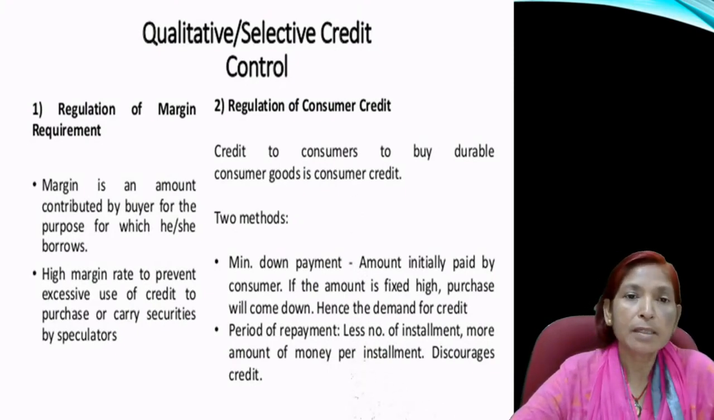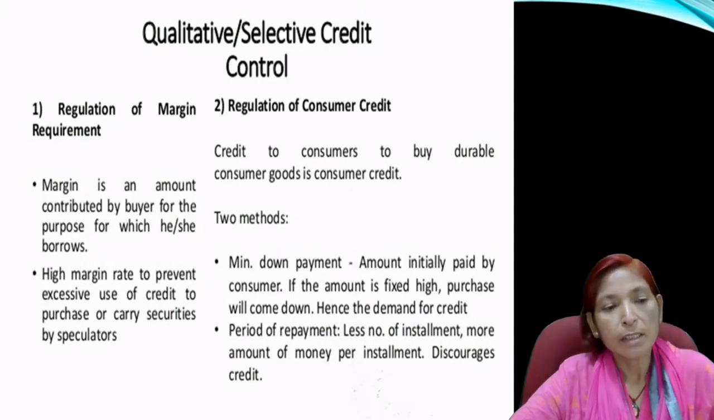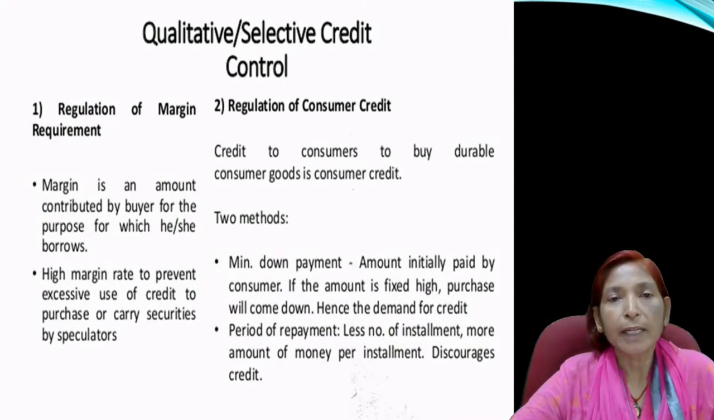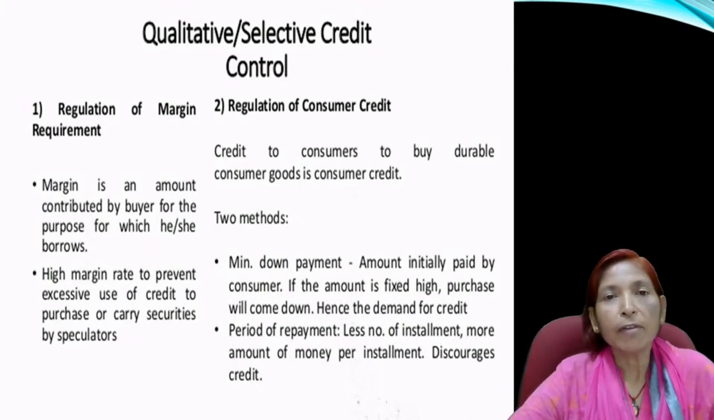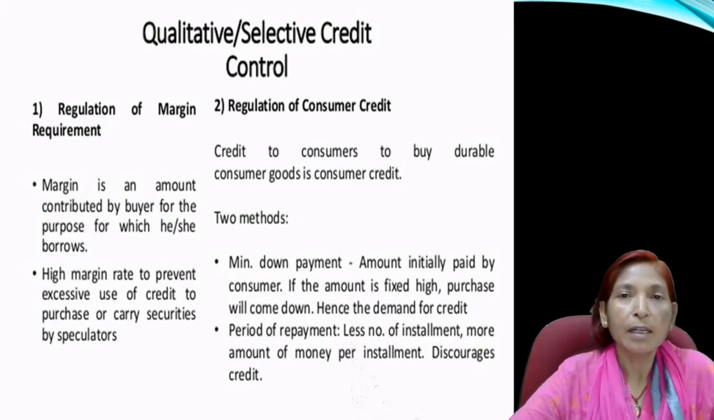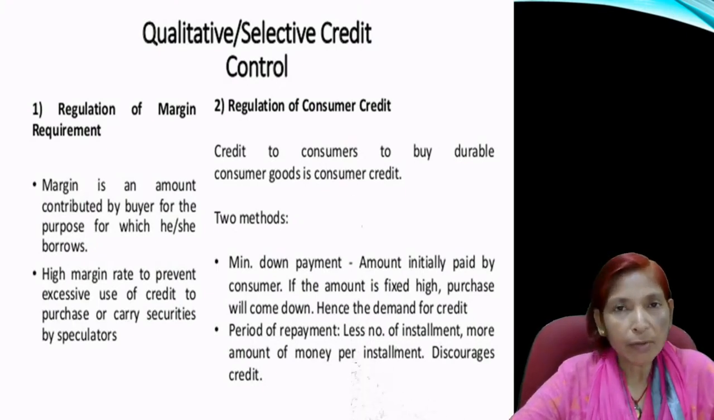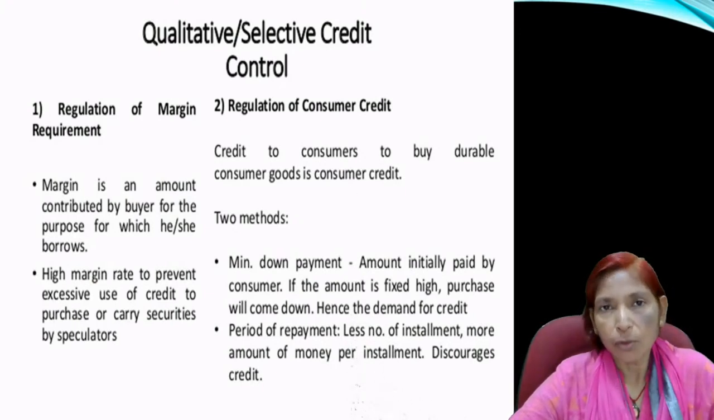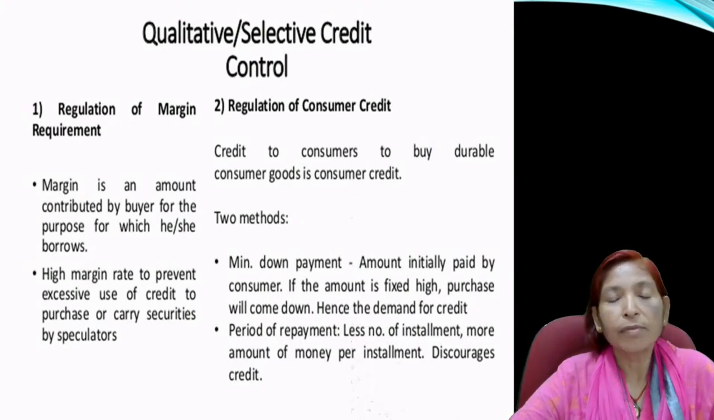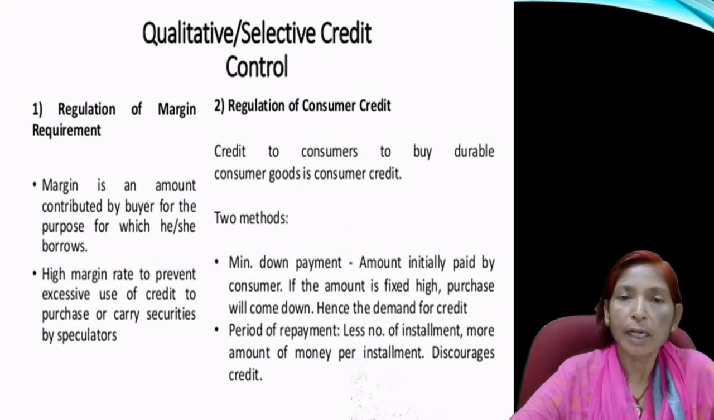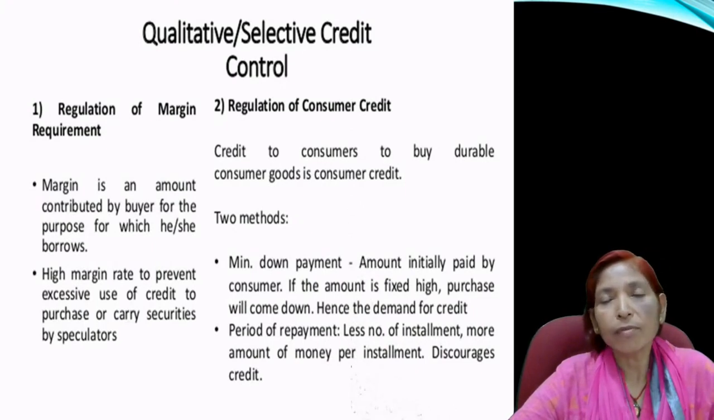And high margin rates prevent excessive use of credit to purchase or carry securities by speculators. So if margin requirement increases, then borrowing will decrease. Means the public will take fewer loans from the commercial banks. In this case, their purchasing power will fall, demand will fall, and inflation will be controlled. And low margin requirements can increase the excessive use of credit, and a high margin rate can prevent excessive use of credit. Next is regulation of consumer credit.